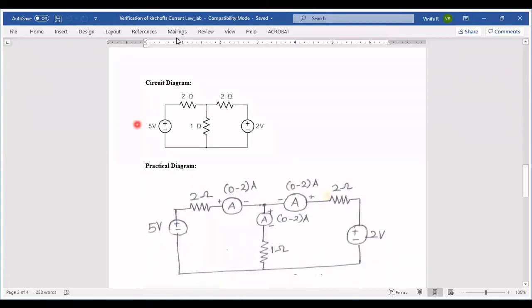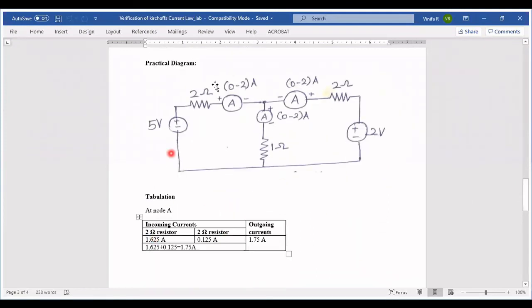And now this is the given circuit diagram. Then draw the practical diagram: a 5 volt source, in series a 2 ohm resistor, and now an ammeter. Similarly, in all three resistors, three ammeters. This ammeter is used to measure current IA, this ammeter to measure IB, and this one to measure IC. After measuring these values, substitute them in the tabular column. This is for doing practicals in the virtual lab. Don't write the theoretical values; do the experiment and then substitute the measured values. This part is only the theoretical value.